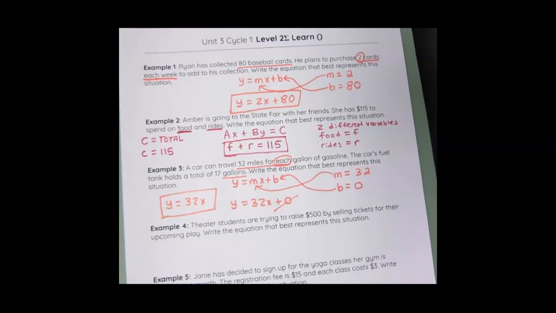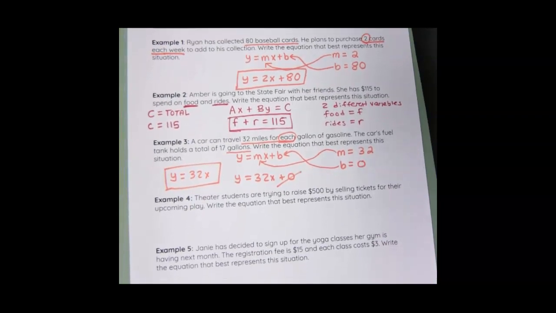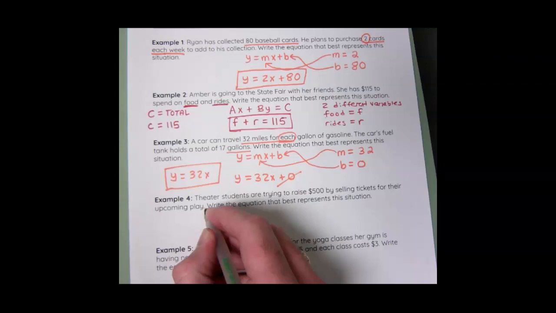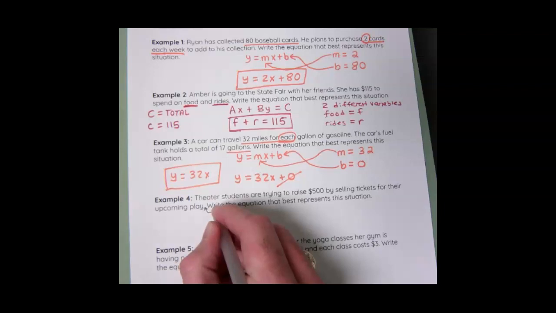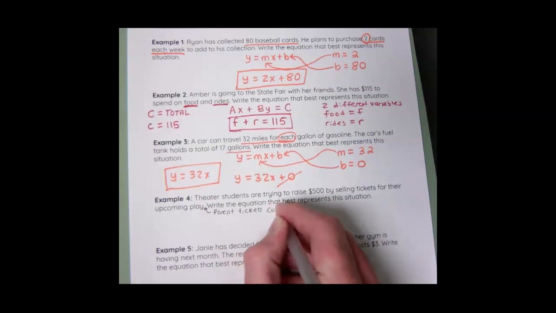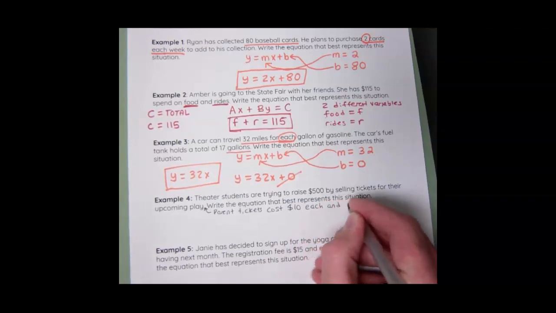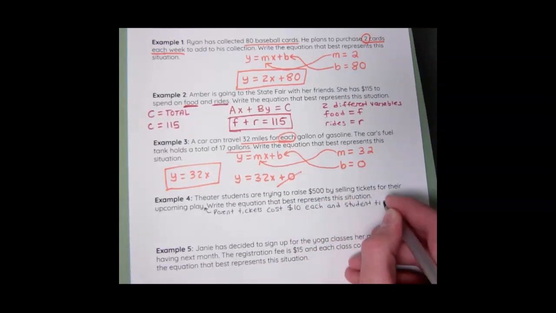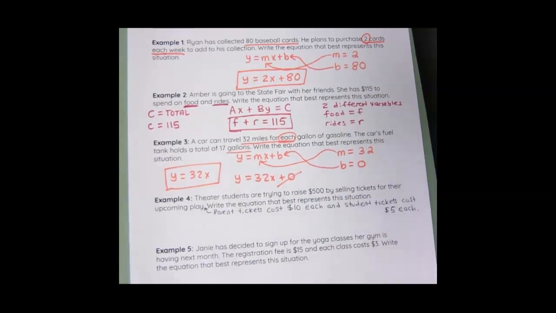Theater students are trying to raise $500 by selling tickets for their upcoming play. Write the equation that best represents this situation. On this one, there is a small typo. So I want you to write right after this sentence, this needs to say right here: parent tickets cost $10 each, and student tickets cost $5 each. Okay? Now this will help us better solve the problem.